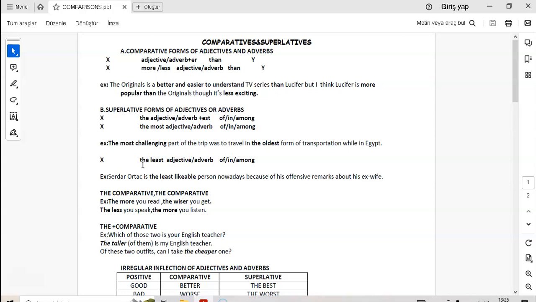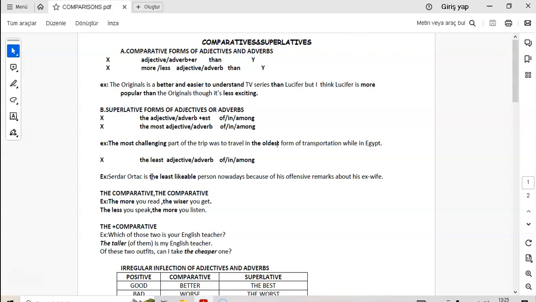For example, Sardar Ortaç, these days he is very unpopular, I think, concerning my ideas. He is the least likable person nowadays because of his offensive remarks about his ex-wife, Chloe Loinen, the least likable. So if we're talking about the one in a group with the most inferiority, not the superiority, we use the least plus adjective or adverb.